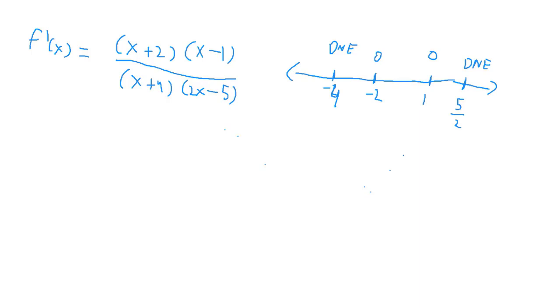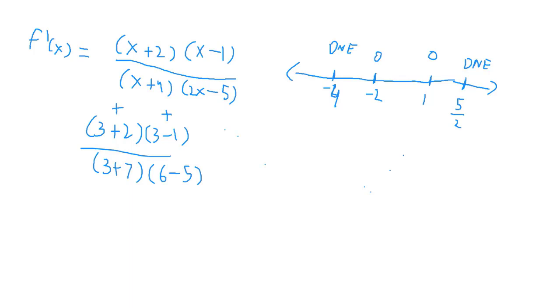Now you talked about plugging in, and I'm assuming what you mean by that is plugging in sample or representative values and seeing what the sign of the derivative is, right? So for example, we want a sample value greater than 5 halves. 5 halves is a little less than 3, so we can plug in 3. If we plug in 3, we get 3 plus 2, 3 minus 1, 3 plus 4, 6 minus 5. So this is positive, positive, positive, positive. So we get a positive in this interval.